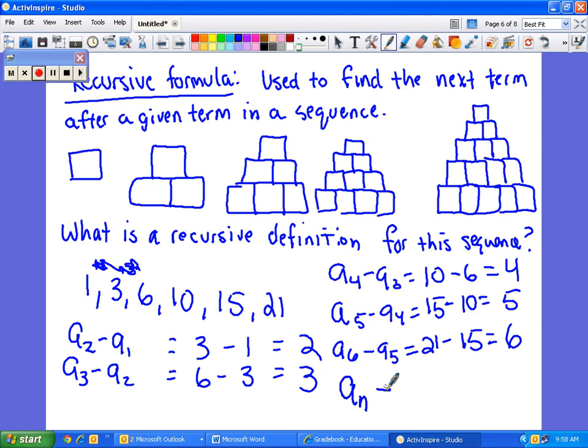A of a sub n minus a sub n is going to give me 0. Not that. It's n minus 1. N minus 1.